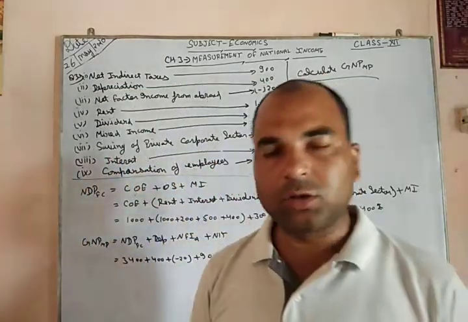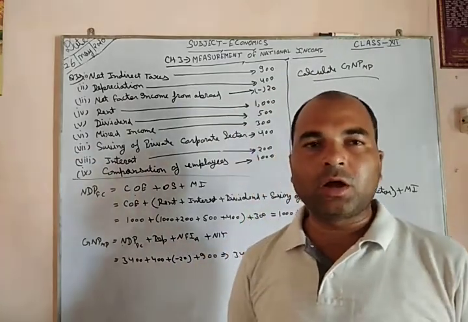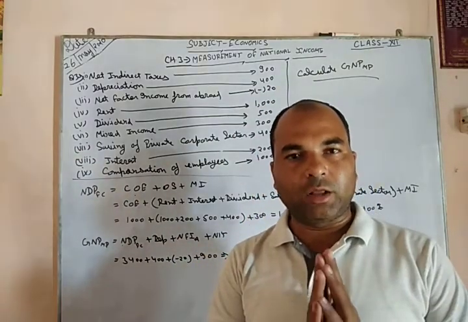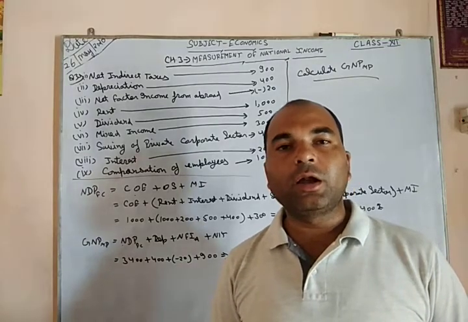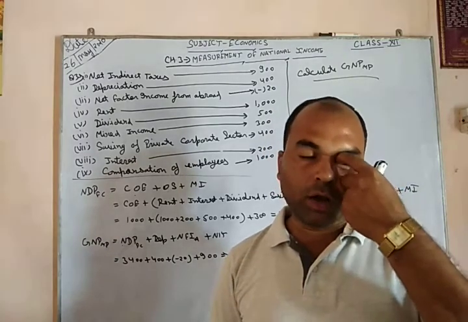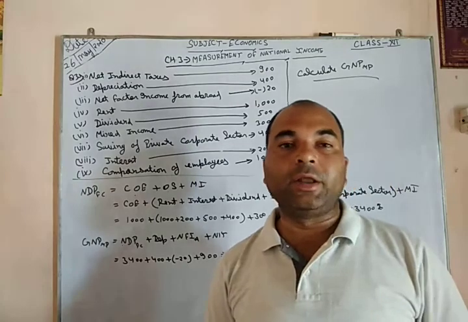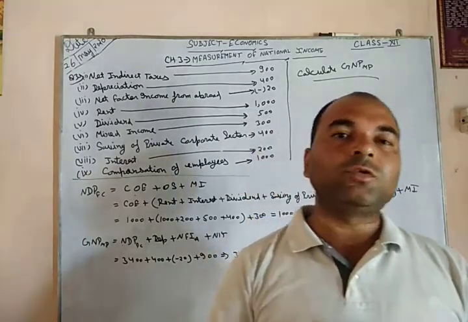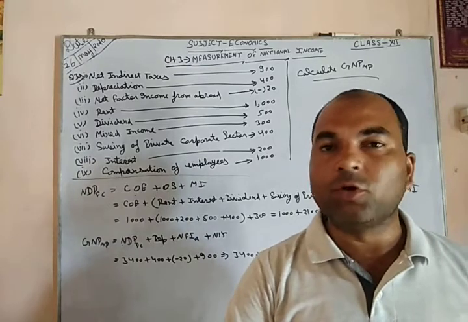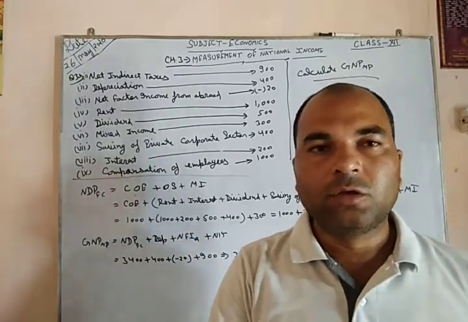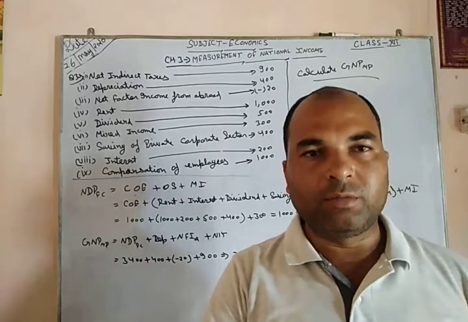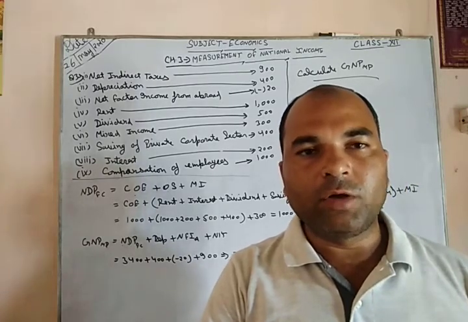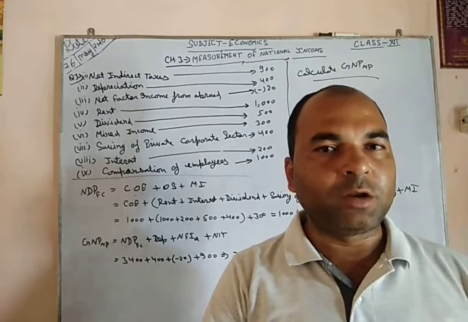I have explained 3 examples of income method, and here your 2 methods have been covered: value added method and income method. So students, only one method remaining, that is expenditure method, which is very important from the point of view of your board examination. Tomorrow we will discuss this new concept, because today's time is very less. So I will explain expenditure method tomorrow.